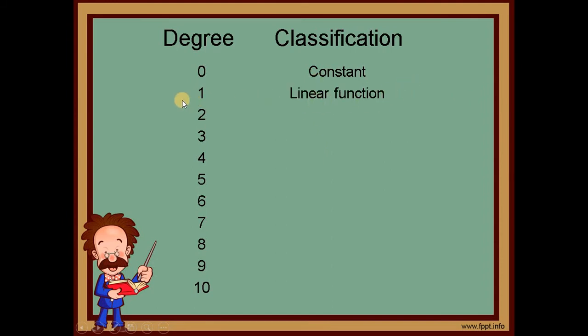Kapag 1, so halimbawa, f of x equals to 3x raised to 1 lang yun. So, ang tawag doon is linear. So, nung grade 7, na-encounter nyo na siya, yung linear function. Pag ginarap natin siya, is a line. Next, kapag raised to 2, like f of x equals to ax squared plus bx plus c, familiar sa inyo yun, ang tawag doon is quadratic function. Kapag raised to 3, ang tawag is cubic function.